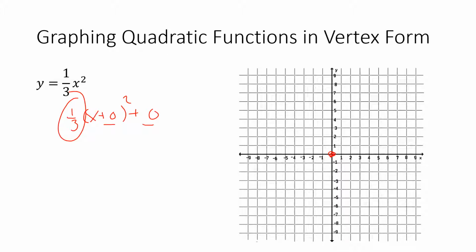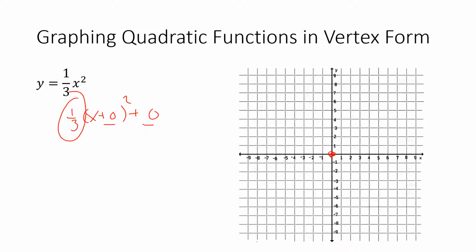So think about the parent function. Traditionally, you would go over 1, up 1. If you divide by 3, that would be over 1, up 1/3. Not even going to bother putting that on the graph because it's hard to estimate 1/3 on the graph. So let's think about the next point. Typically, you would go over 2, up 4. If you divide that by 3, we still don't have a whole number. So let's keep going.